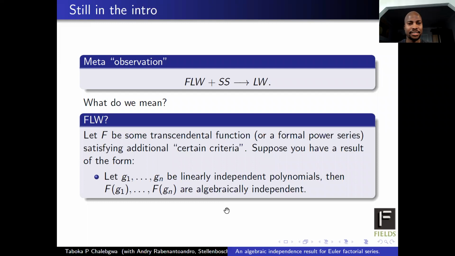So what would I be referring to when I say a functional Lindemann-Weierstrass theorem? Well, this would be a theorem of the sort: suppose you've got some transcendental function or a formal power series satisfying certain additional criteria. It may be criteria on their coefficients, maybe criteria on certain differential algebraic properties of the functions. But suppose you have a result of the form, whenever you have n linearly independent polynomials, then the n functions that you get by composing your original function with the polynomials will be algebraically independent over some function field, for instance. So that's what I would mean by a functional Lindemann-Weierstrass theorem.